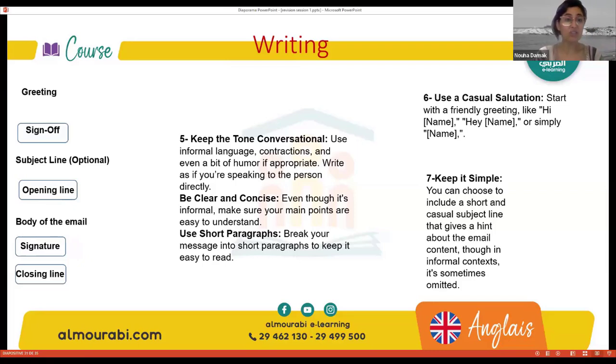Let's move on to number 5. Keep the tone conversational. Use informal language, contractions, and even a bit of humor if appropriate. Write as if you're speaking to the person directly. Be clear and concise. Even though it's informal, make sure your main points are easy to understand. Use short paragraphs. Okay, so we are talking here, number 5, about what? Very good. The body. Number 6, use a casual salutation, start with a friendly, etc. Of course, it's a greeting.